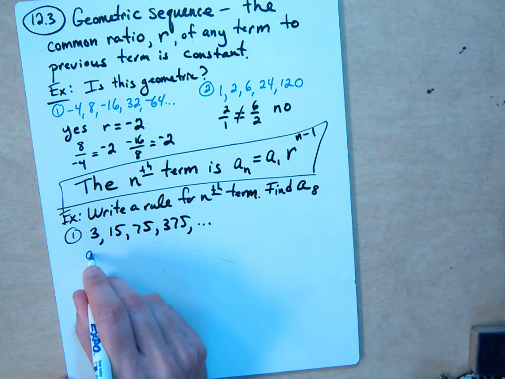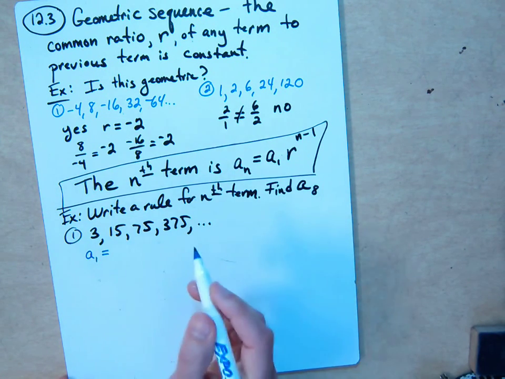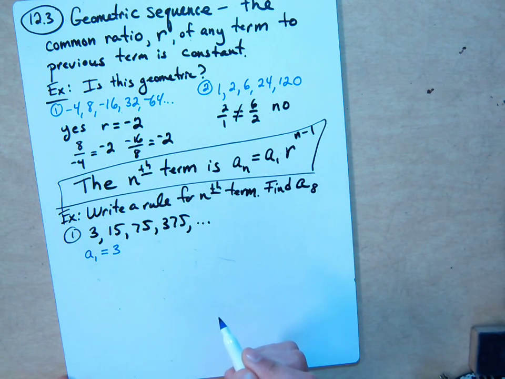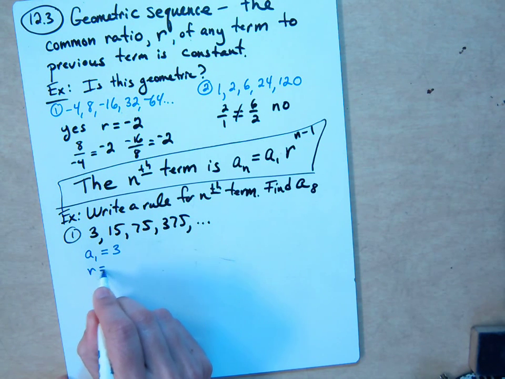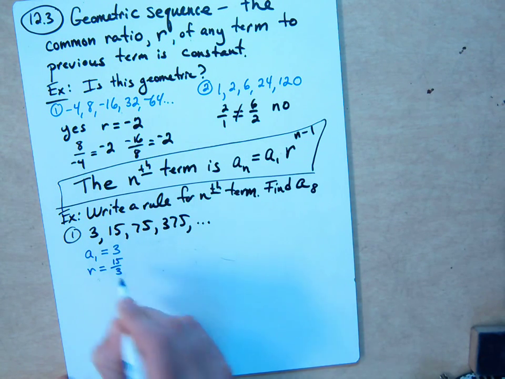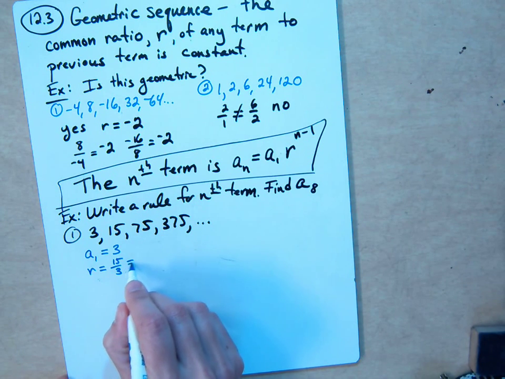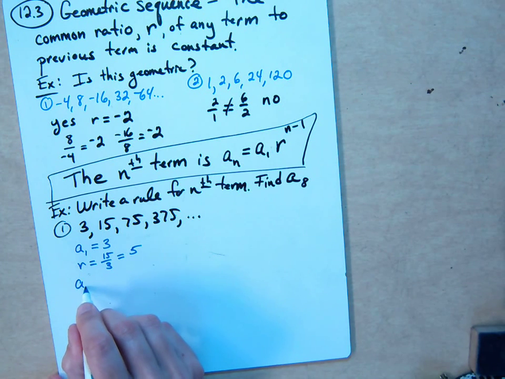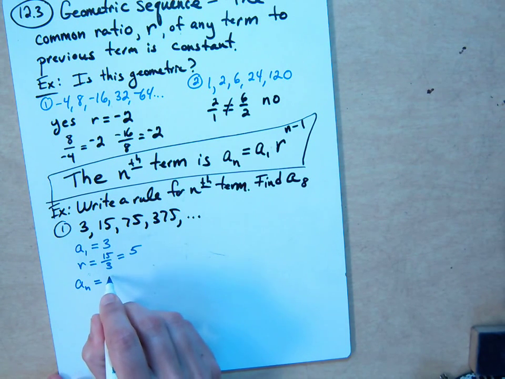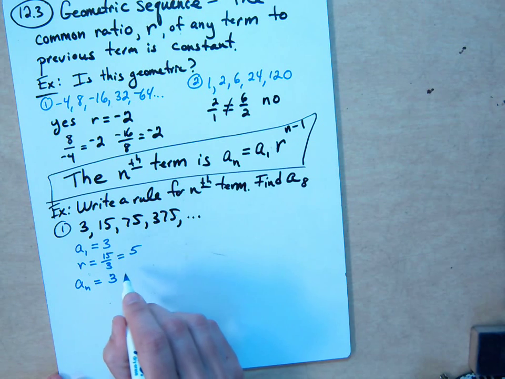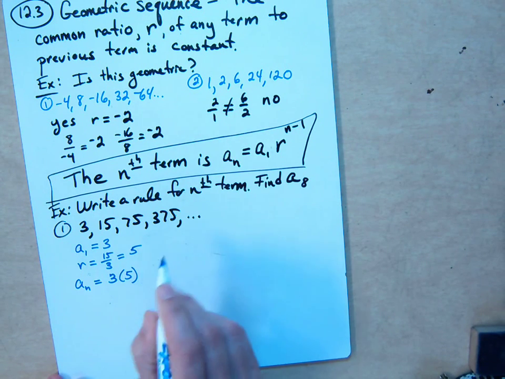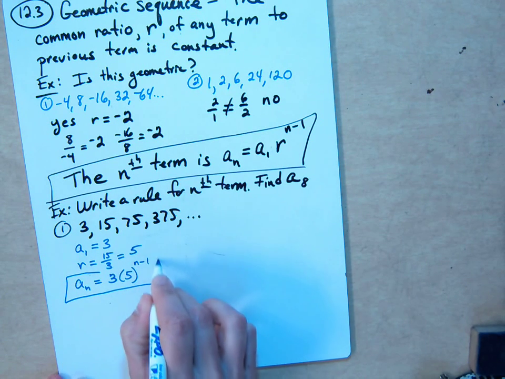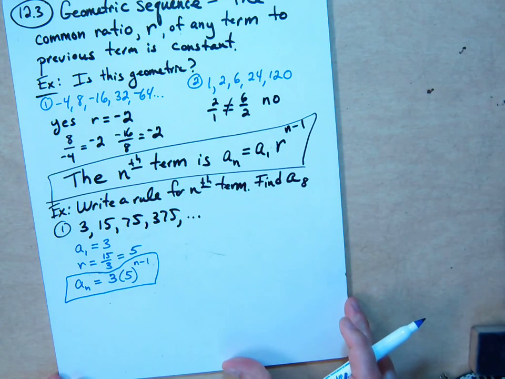So in the way this information is given, it makes it really easy for us. Clearly the first term is 3, because it's right there in front of us. And the ratio is just, you can divide any two consecutive numbers, and you would get 5. So our formula is a sub n equals a sub 1 times r raised to the n minus 1 power. And that right there is our formula for the nth term.